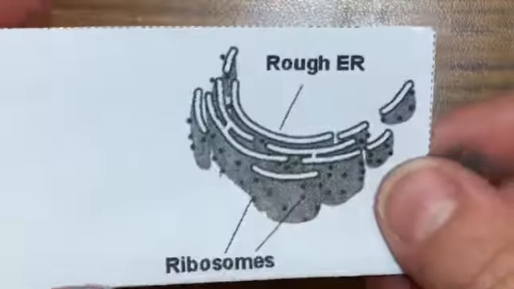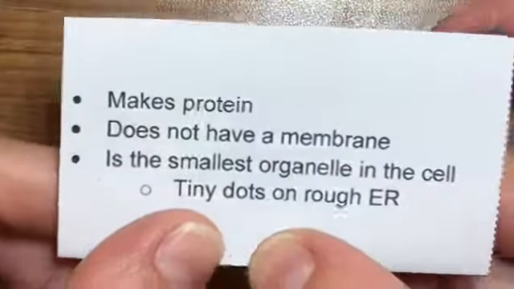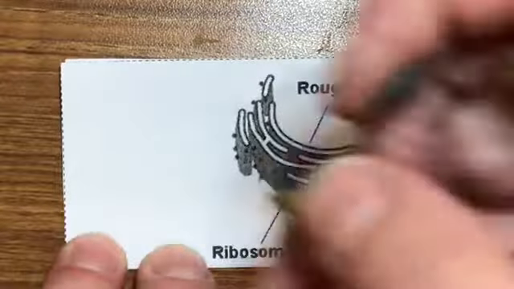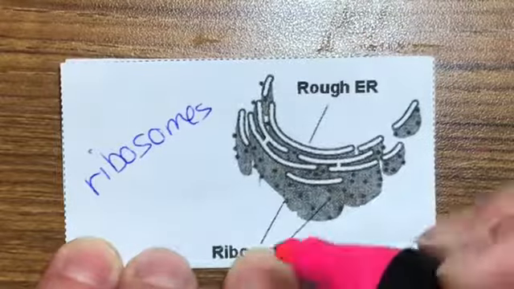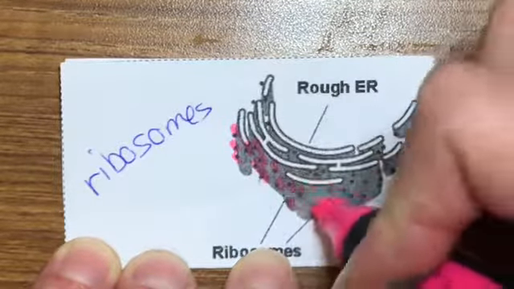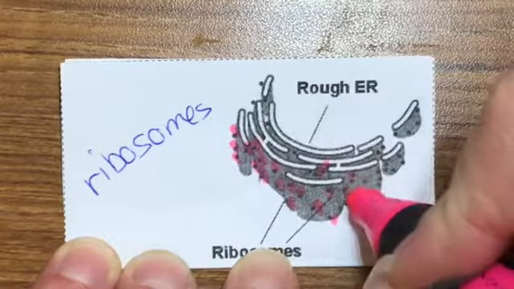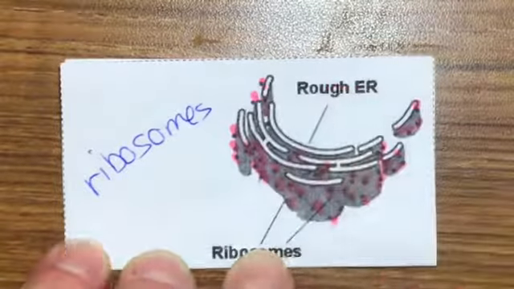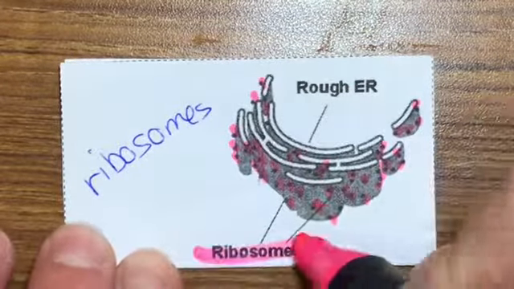Okay, we've seen this image already. This time it's describing what makes proteins. Does not have a membrane and is the smallest organelle in the cell. It's the tiny dots on the rough ER. We are describing the ribosomes. Okay, so get yourself some sort of a color and color each one of those dots. Coloring just the dots on there. Okay, the ribosomes. Ribosomes make protein.